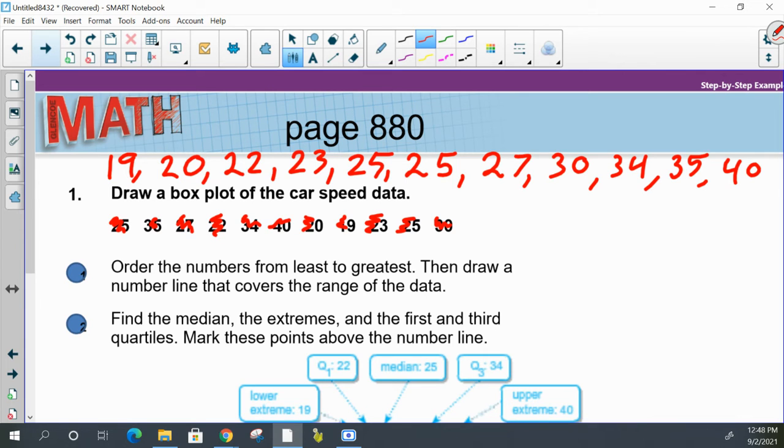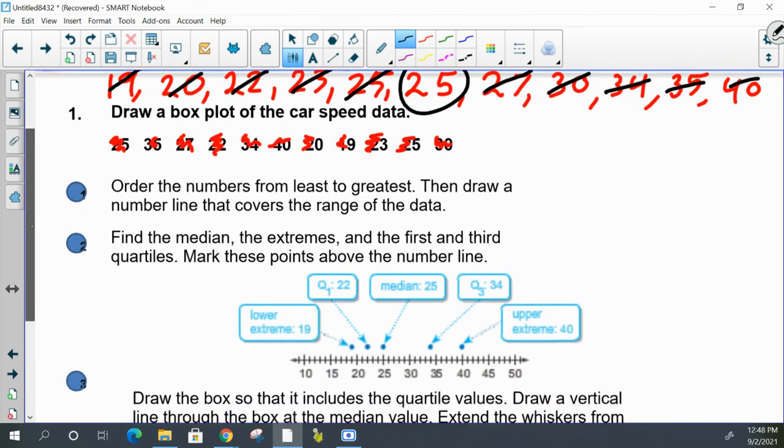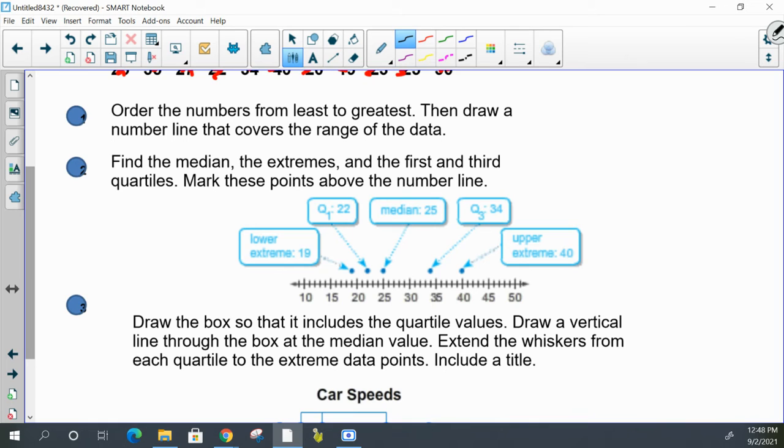Just like yesterday and the day before that and the day before that, we're going to find the median. Cross off the outsides, working your way to the middle until we end up in the very middle, or if we have two centers. Excellent. 25 is your median. Now I just want you to go down and look. You don't have to do anything because they did it for you, but go down and look at this number line. Our data goes from 19 to 40, and our number line goes from 10 to 50. So our number line is bigger than the data we have, which means all the dots can fit on it. So we're good.